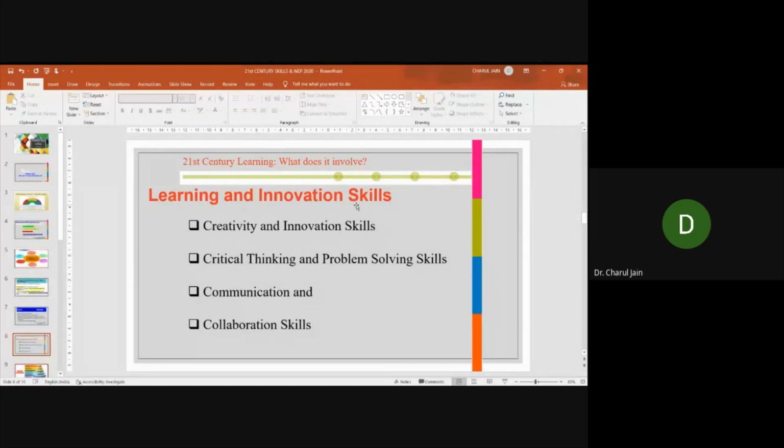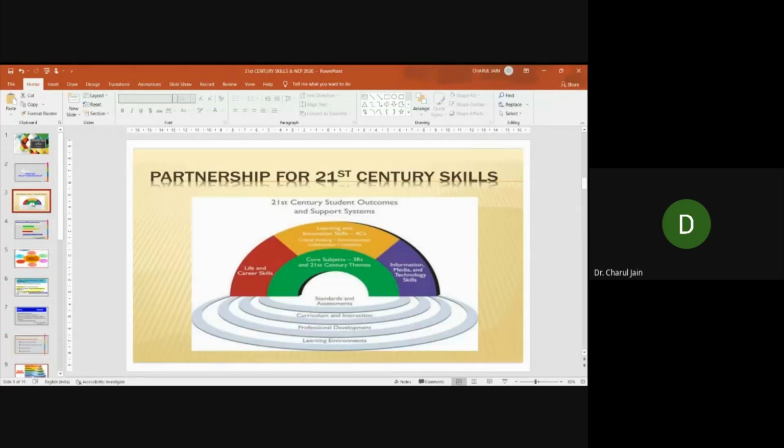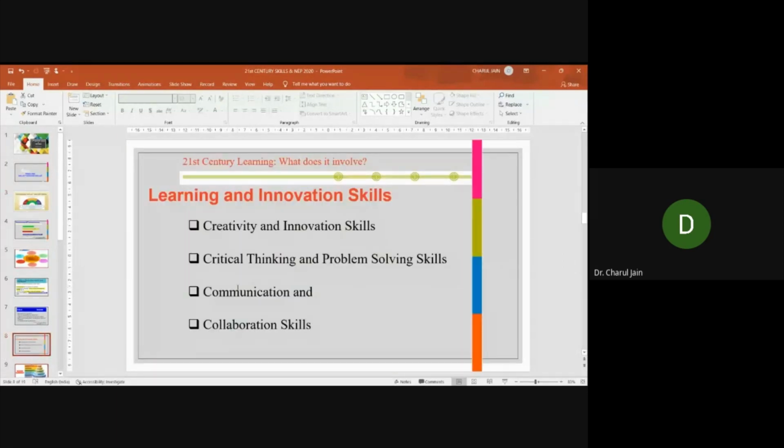There are 4 very important aspects of learning and innovation skills as highlighted in Partnership for 21st Century Skills. These are creativity and innovation skills, being able to create something new, to be able to think out of the box, to innovate, to bring in something new. Another very important is critical thinking and problem solving skills.